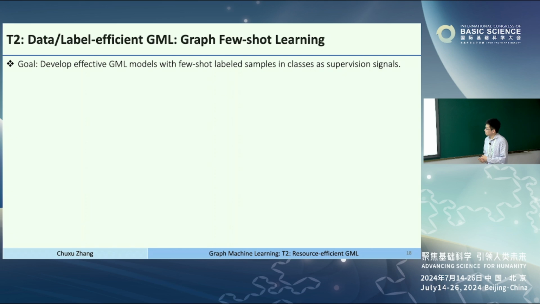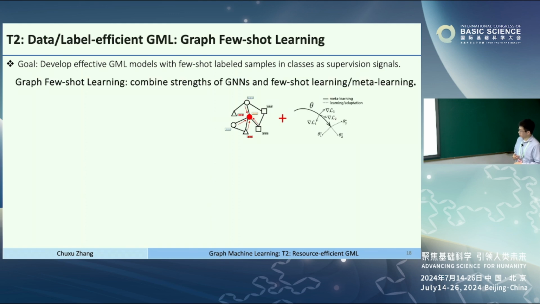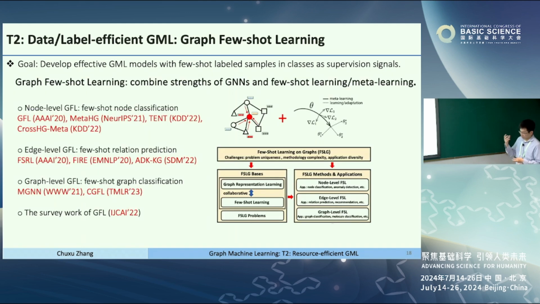The second technique regarding label-efficient graph learning is called graph few-shot learning. Just now I mentioned graph self-supervised learning doesn't use any label information, right? But for graph few-shot learning, we suppose that, for example in the node classification task, each class has only a few labels. Then the goal is to develop an effective graph machine learning model with few labeled nodes as the supervision signals, right?